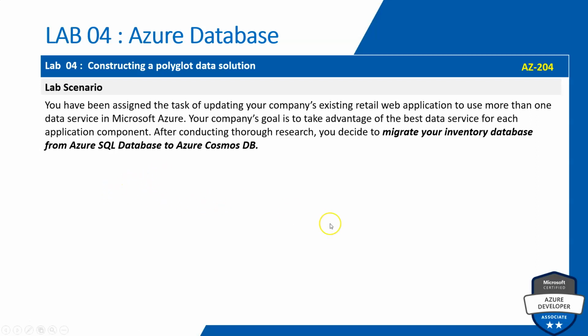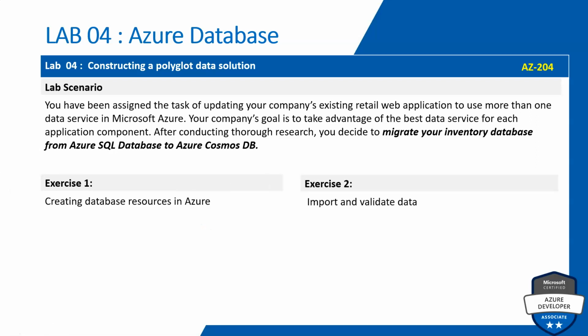Okay, so we are going to complete lab 4 in 6 exercises because it's a bit long. In exercise 1, we are going to create all the resources required for this particular lab. In exercise 2, we'll import the data from Git repository and we'll upload the data into the cloud storage in the SQL database and in Cosmos DB. We'll also validate the data.